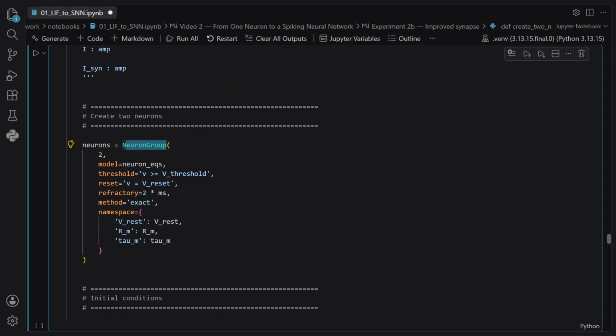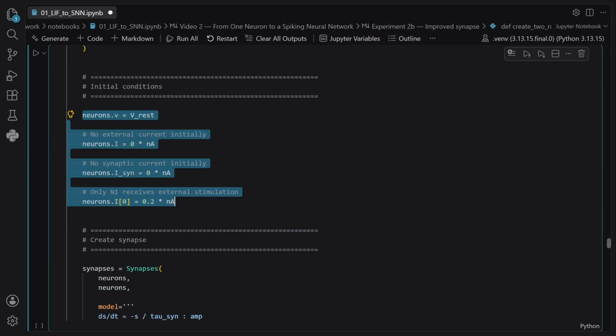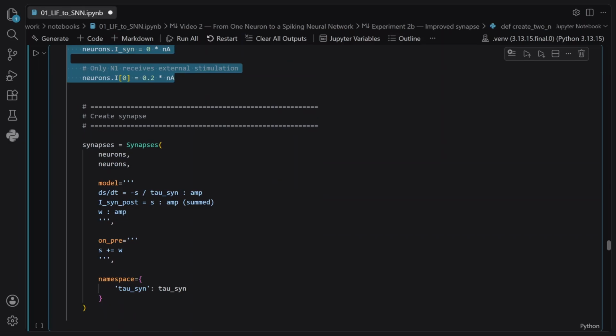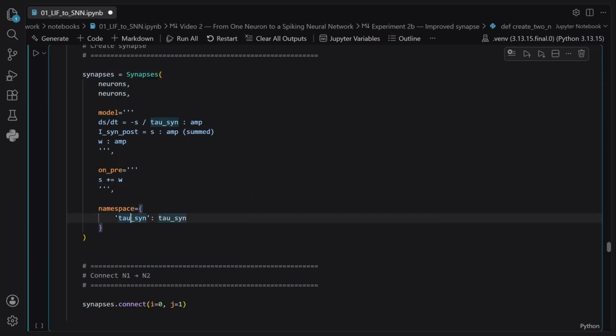The neuron group is the same. This part now defines that we reset our resistance and our time constant. Initial conditions: external current, no synaptic current either, and only one neuron is getting some input. The synapses I just defined: on pre, w will be added to S every time. This is the time constant for the synapses' decay.